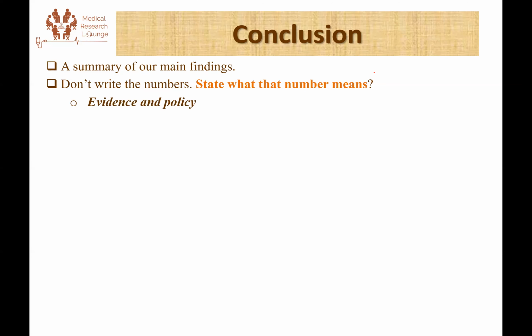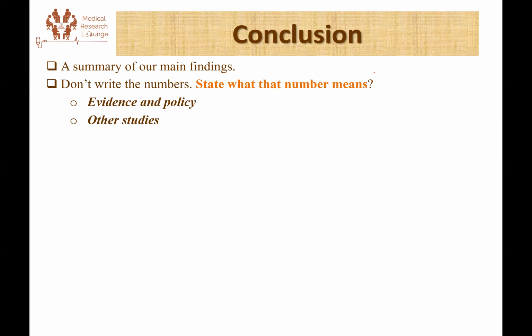And if we don't have existing evidence and policy for the subject matter we're studying, for example, if it is a novel condition, then we can present the conclusion. We can give it a meaning in the context of other studies, if available. If not, then we will be forced to just present the number.